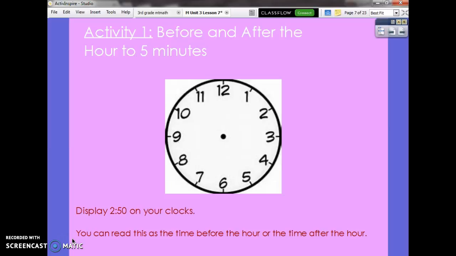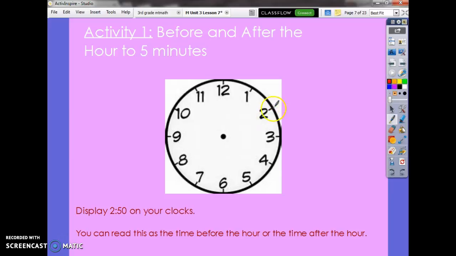So this is asking us to show 2:50 on the clock. Okay, so if I want to show 2:50 on the clock, remember my hour is going to be right here. And once I get to 3, it's going to be 3 o'clock. So it has to be before the 3, but after the 2 because it says 2:50. Now the 50 minutes is really close to the end of the hour. That means it's almost 3 o'clock, which means my hour hand has to show that it's almost 3 o'clock. So my hour hand needs to be really close to the 3, but not quite on the 3. So if this hand kept going, it'd be almost on the 3, but not quite.